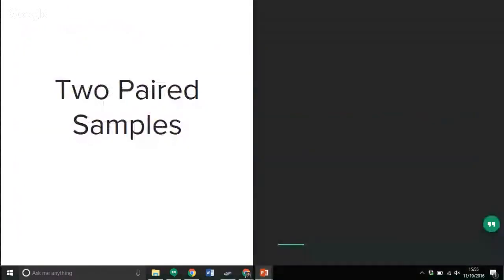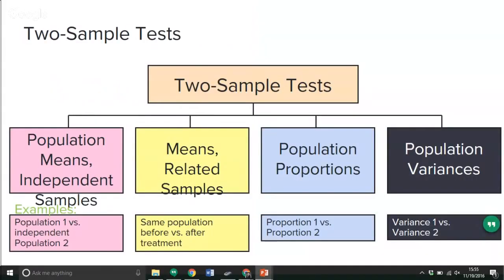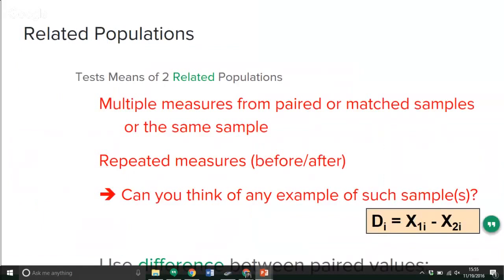The last one is paired samples, or paired sample t-tests. This is when we use the same population to test two different variables, and often the two different variables can be the same variable twice, but with one population. So we're testing the means of two related populations, using paired samples or matched samples from the same sample, such as repeated measures.